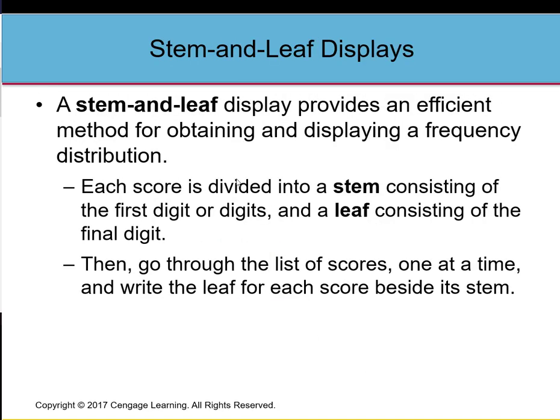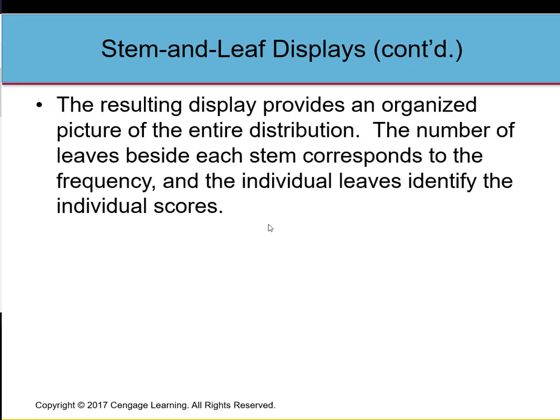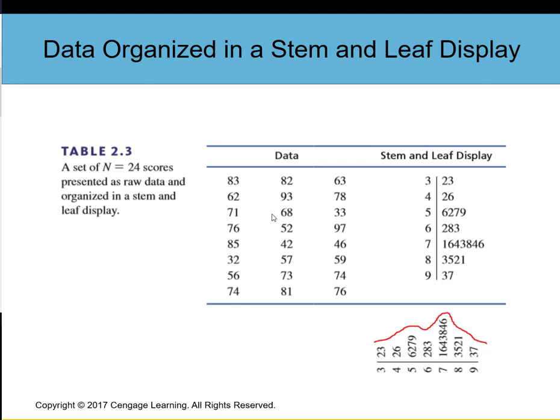And then the last thing that they show us in the text for this chapter is a stem and leaf display. Rather than read all this to you, I'll show you. Each score is divided into a stem consisting of the first digit or digits and the leaf consisting of the final digits. The resulting display provides an organized picture. So here is the data, and if I line them up, I have 3, and this is the tens place, so I have 32 and 33. If I go find it, here's my 32, and here's my 33. I have a 42 and a 46. Here's my 42. Here's my 46. So this is how they all line up.